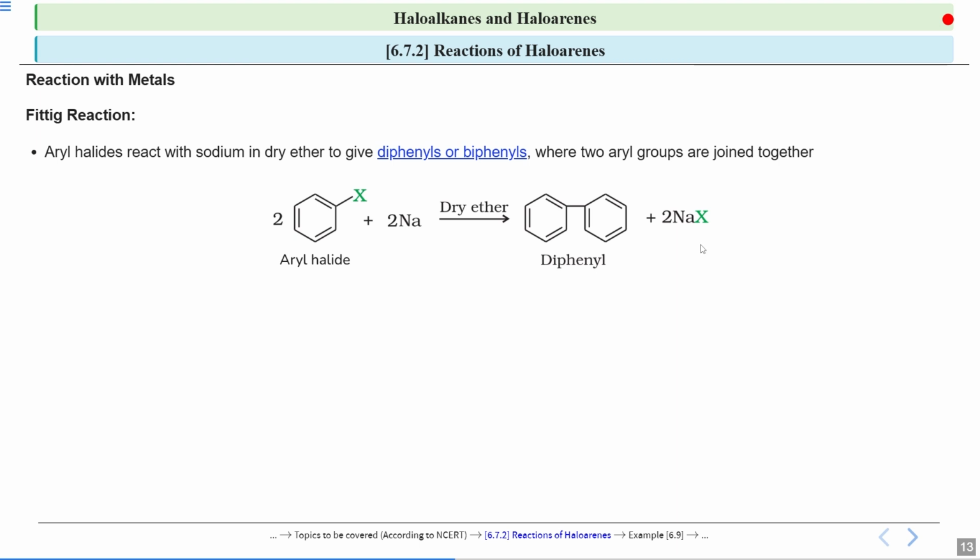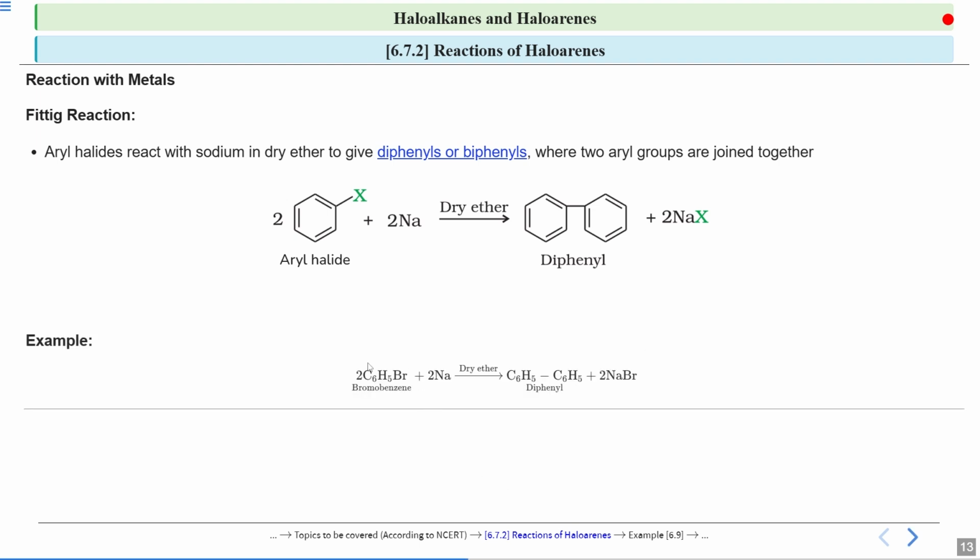We can understand this through the reaction. We are reacting two aryl halide molecules, that means a benzene ring attached to a halogen, two molecules of it, with sodium metal in presence of dry ether, and getting the product as diphenyl, where these two aryl groups join together as the major product. Plus sodium halide will be your side product.